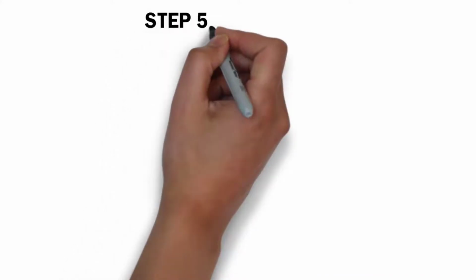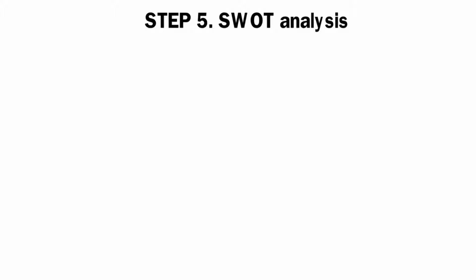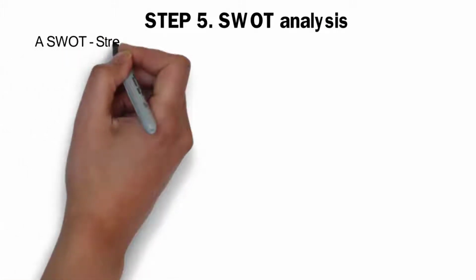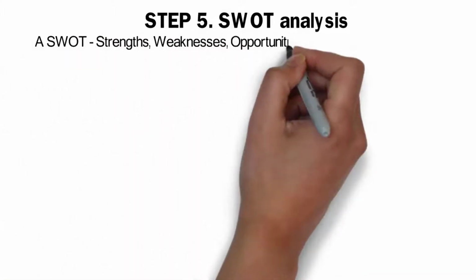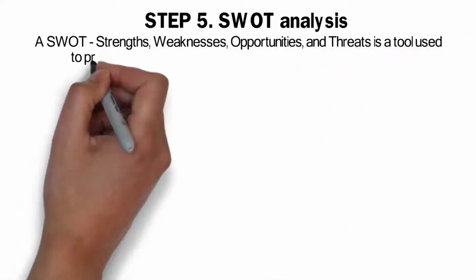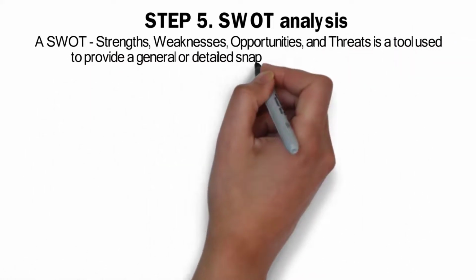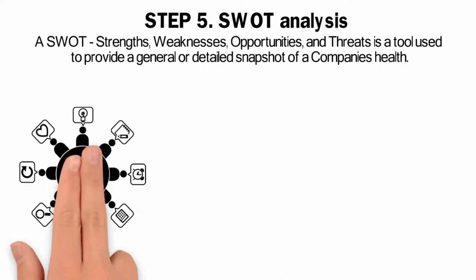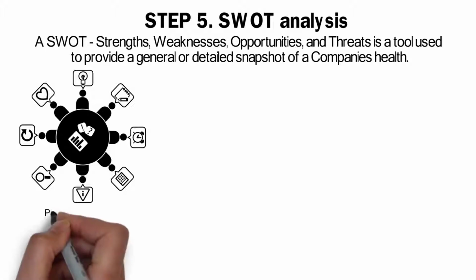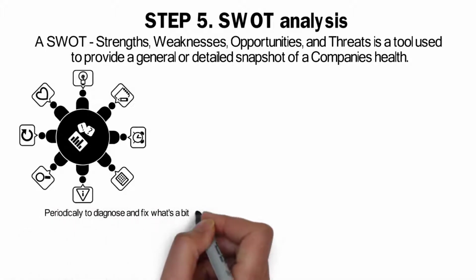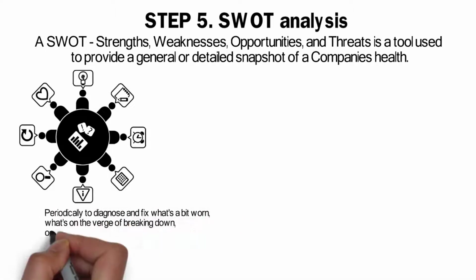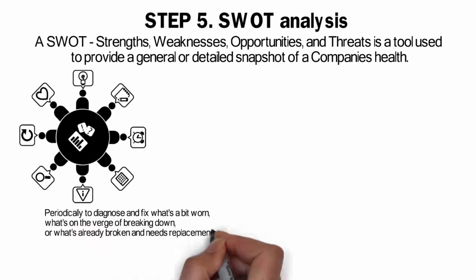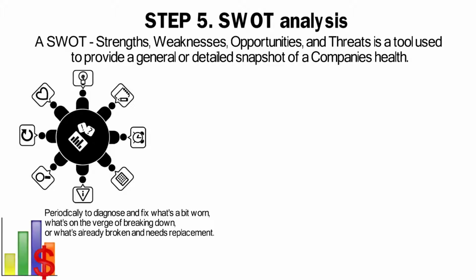Step 5. SWOT analysis. A SWOT, strengths, weaknesses, opportunities, and threats, is a tool used to provide a general or detailed snapshot of a company's health. Think of your SWOT as a tune-up that every business needs periodically to diagnose and fix what's a bit worn, what's on the verge of breaking down, or what's already broken and needs replacement, so that you can keep the business humming even better than it has in the past.